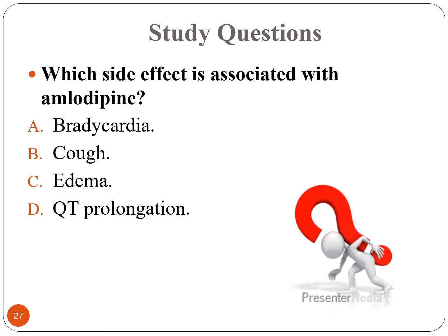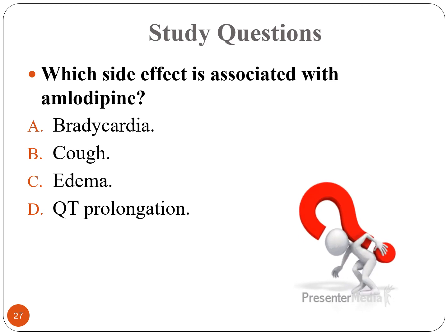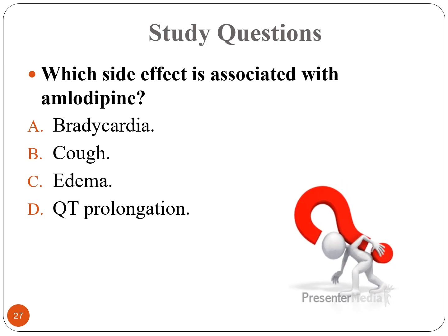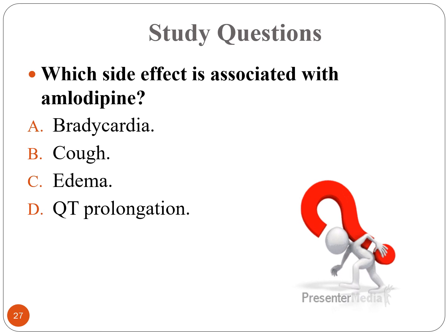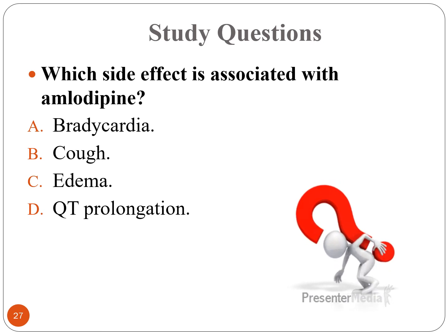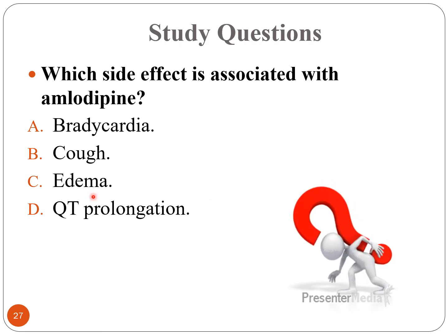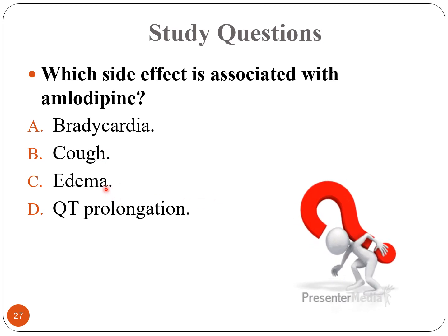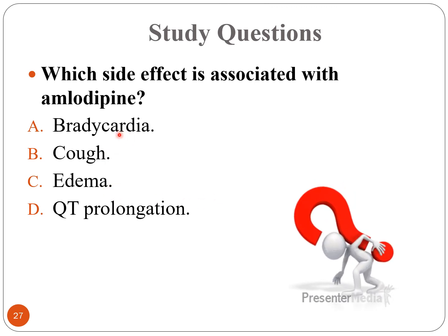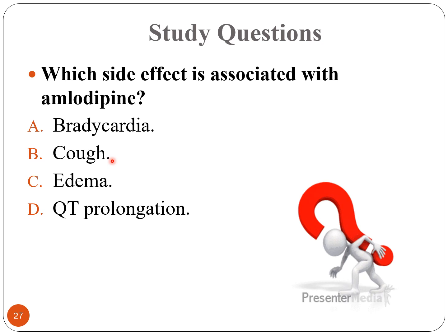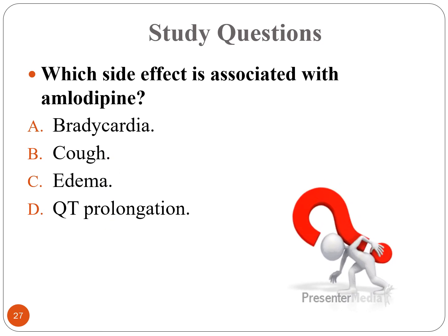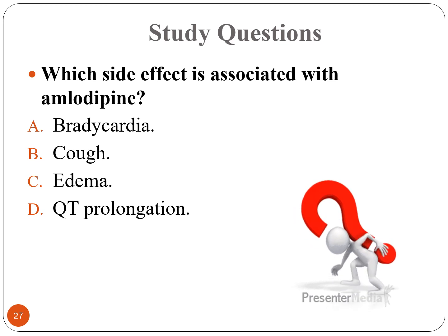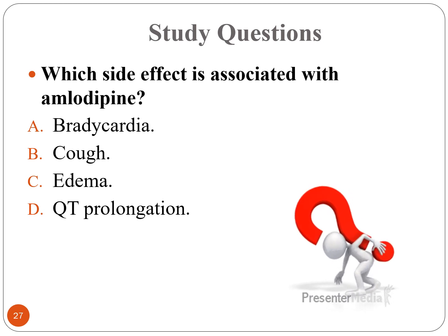Which side effect is associated with amlodipine? Is it bradycardia, cough, edema, or QT prolongation? It is edema. Bradycardia is associated with beta blockers, cough is associated with angiotensin converting enzyme inhibitors, and QT interval prolongation is associated with ranolazine.